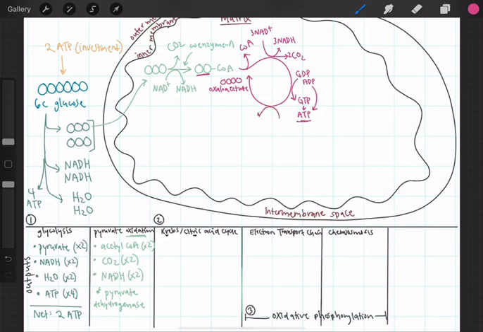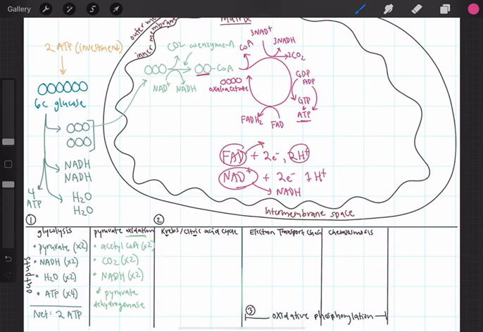Next, we have another oxidized electron carrier called FAD. It's going to become reduced once it gains electrons and become FADH2. The difference between FAD and NAD+ is that FAD is going to gain 2 electrons and 2 protons, whereas NAD+ is going to gain 2 electrons and only 1 proton. Hence, it becomes neutralized as NADH, and FAD gains these 2 hydrogens.